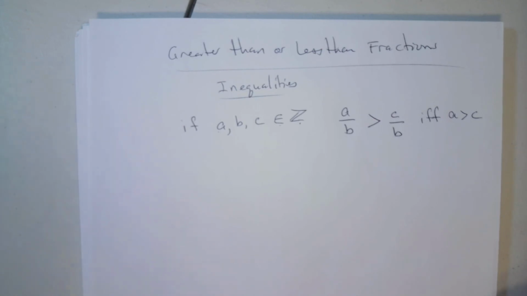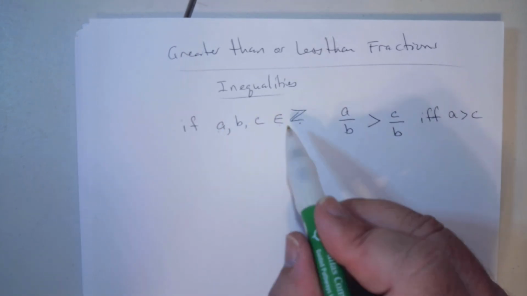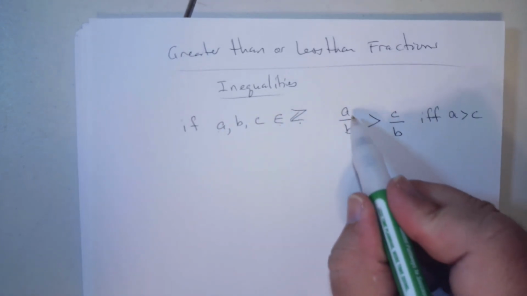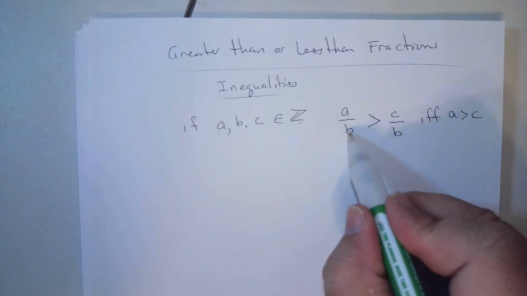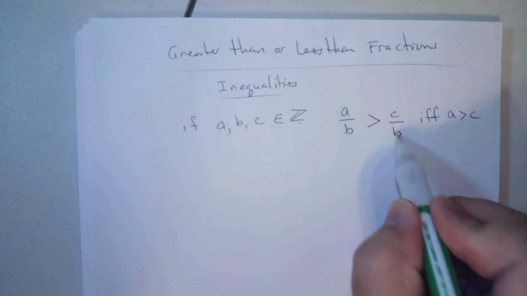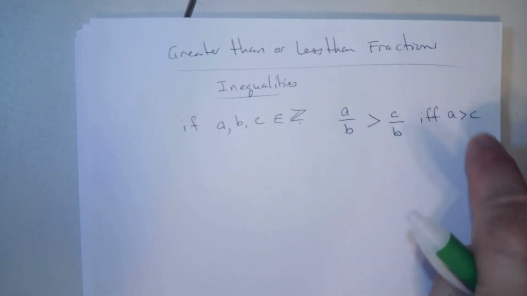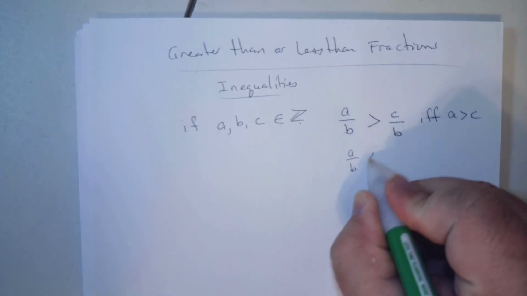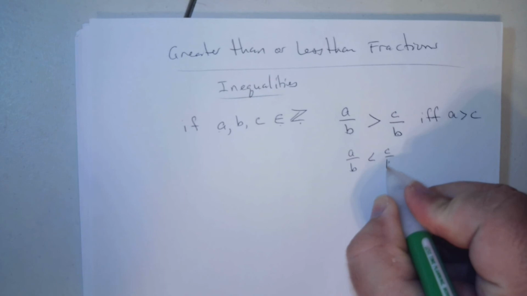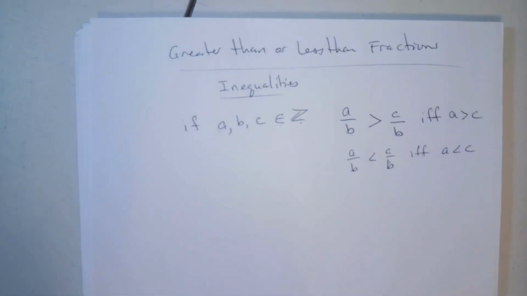Kind of looks like a duh. A, B, and C, you have those. They're all integers. A over B is greater than C over B. They're both B's. So if the denominator is the same, you worry about the top. That's what that says. Same thing with less than. A over B is less than C over B if and only if A is less than C.